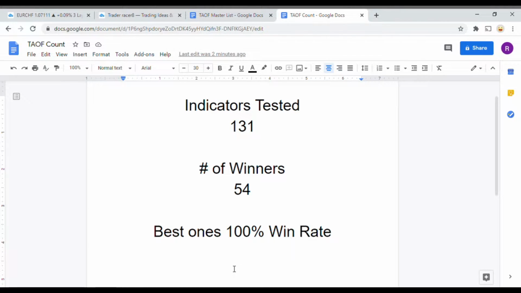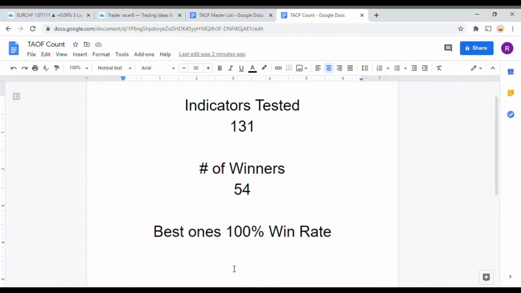So to date, we have tested 131 indicators. And out of those 131 indicators, 54 of them have been winners, which means that they have met or exceeded the 60% win-loss ratio threshold that we have set for them. The best ones so far were able to achieve a 100% win rate. Now you need to go back and watch those videos to understand the context of how they were able to achieve that.